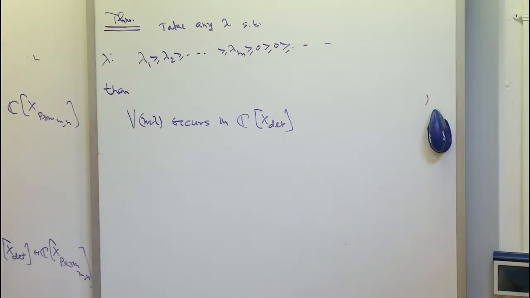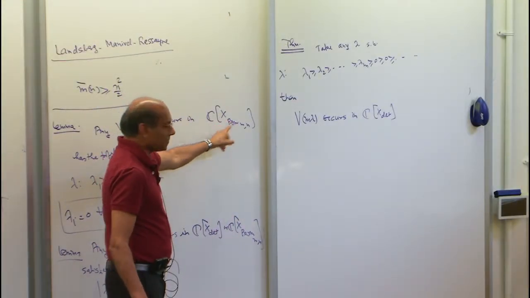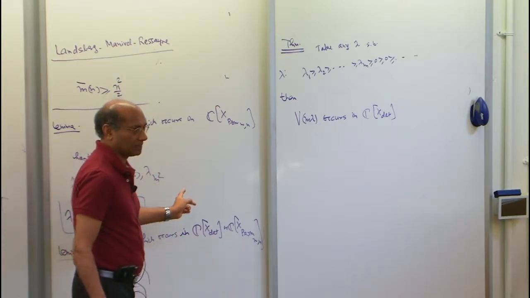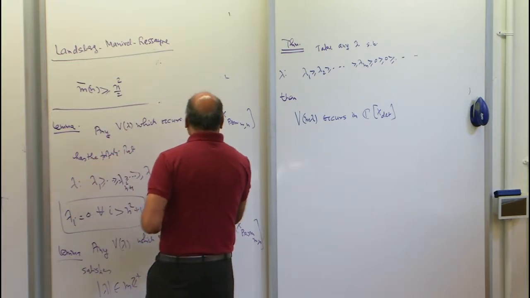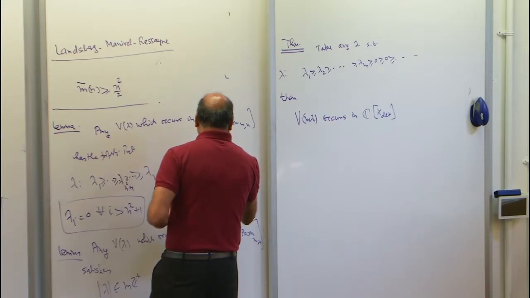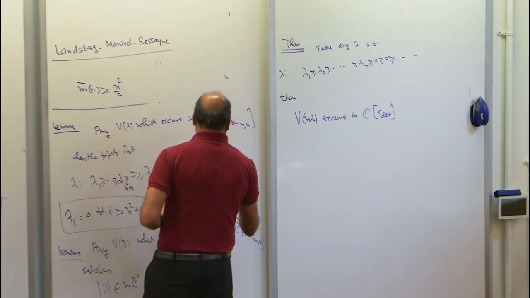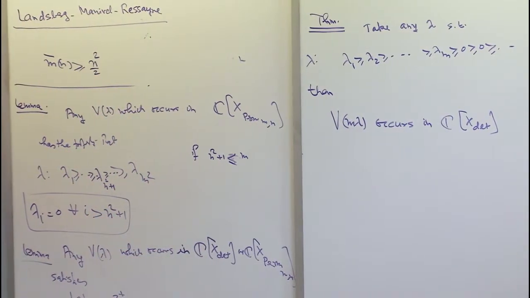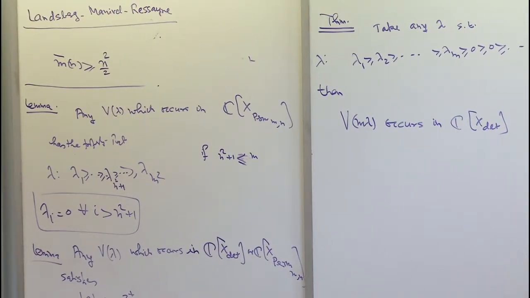First of all, any V lambda which occurs on this side must die out beyond n squared plus 1. So let's take n squared plus 1 less than or equal to m. And we can always assume that, because by a result of Landsberg, Manivel, and Ressayre, there is already a known quadratic bound.